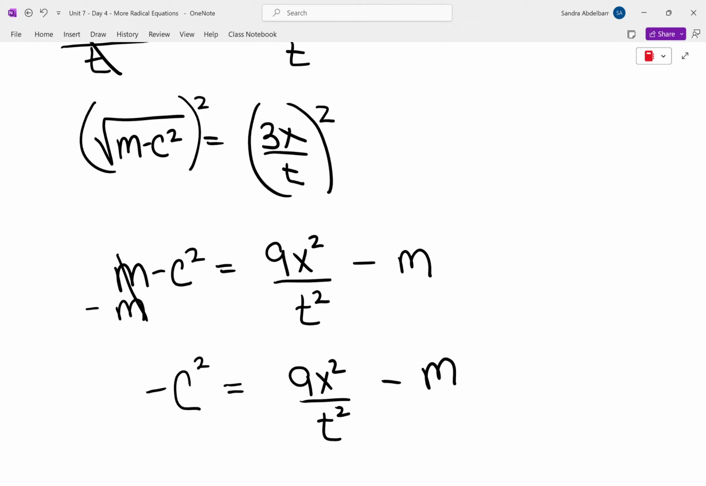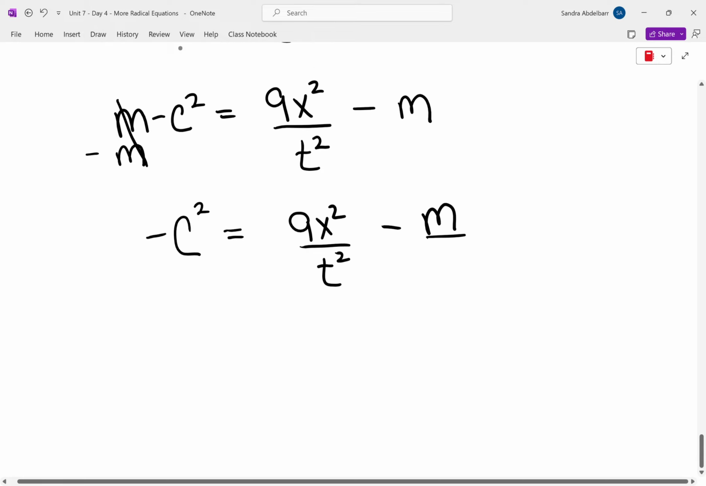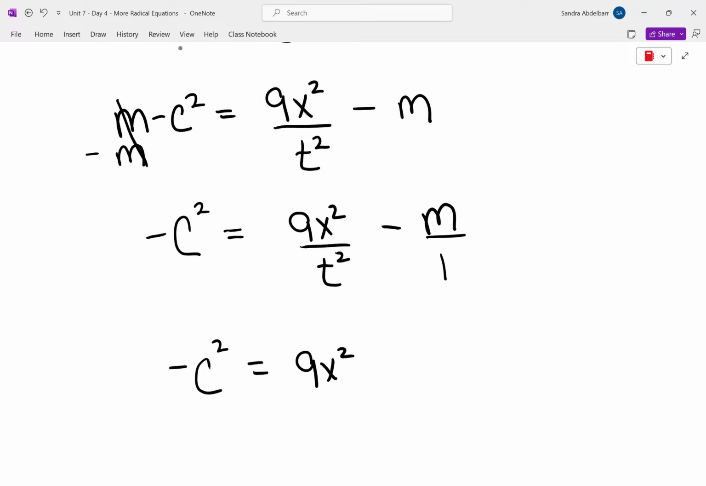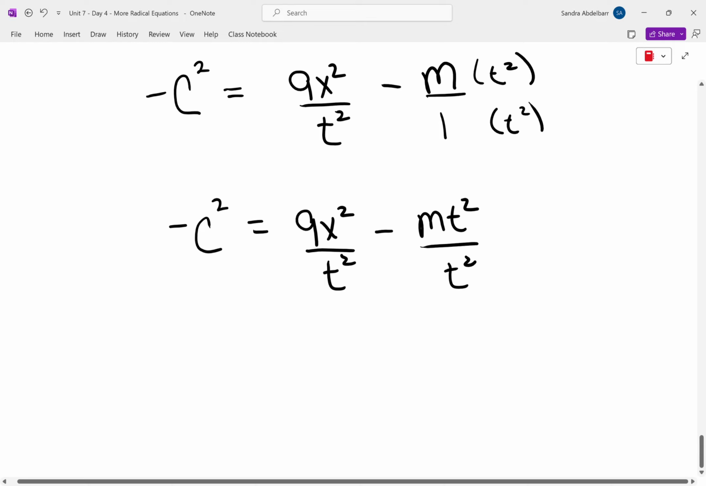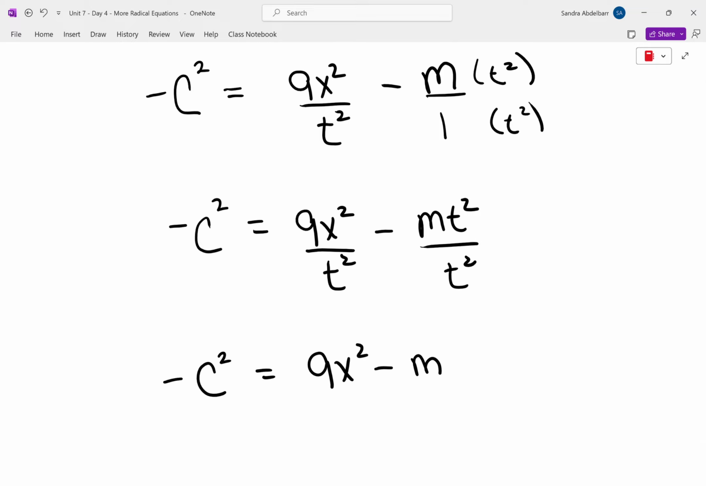What do you think I'm going to tell you you need to do on the right side to simplify that? Common denominator. You need a common denominator of t squared. So we have negative c squared equals 9x squared over t squared minus mt squared over t squared. I multiplied top and bottom by t squared to make a common denominator. So now I have negative c squared equals 9x squared minus mt squared all over t squared.